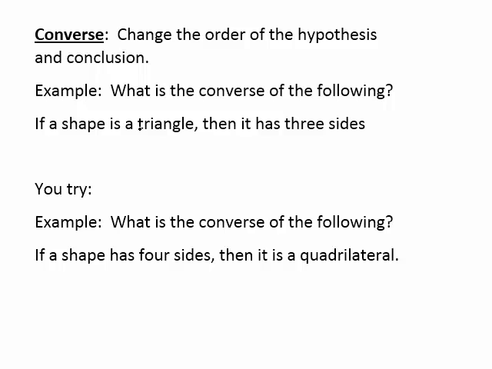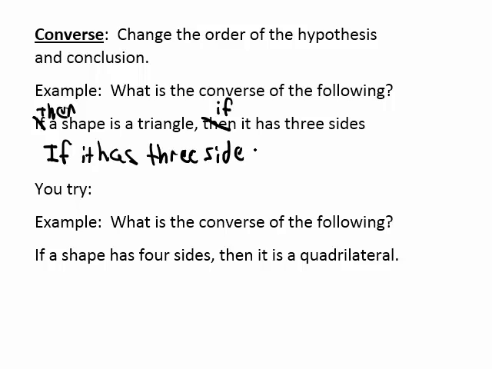And to do this, first we take the then, and we're going to make that our if portion. We take the if, we're going to make that the then, and we're going to rewrite it so that the if comes first. So to write the converse, we're going to write it to where it says if it has three sides, then, and in this case it says a shape is a triangle. So we're going to say then a shape is a triangle.